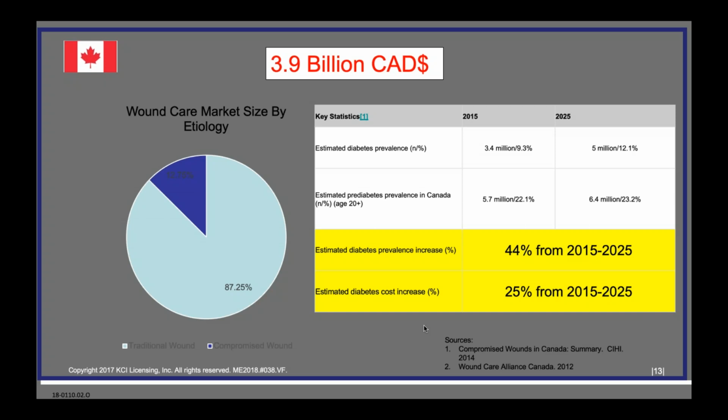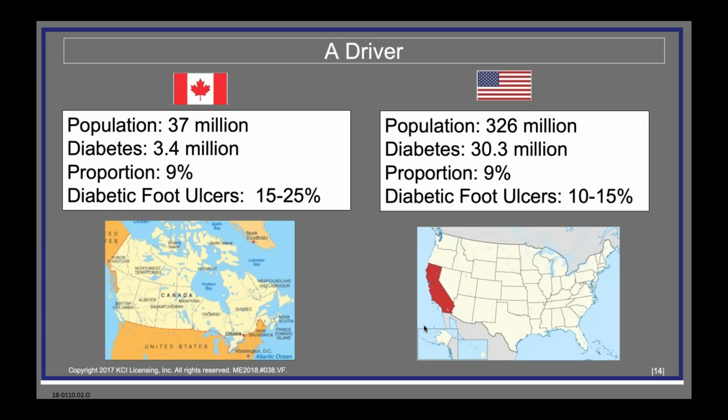So you need to take some self-responsibility for this money. I refer to the population of Canada. It's relatively small. In fact, the population equates to that of California in the United States. But proportionally, your diabetic population is fairly high. Your ulcer population is high as well. So there's a major problem in Canada.